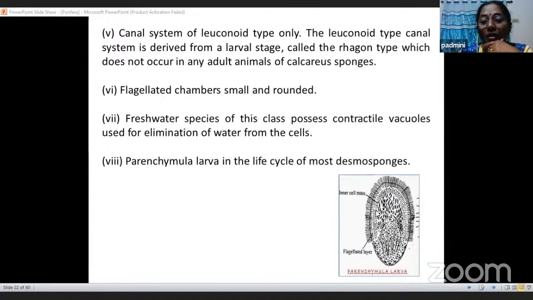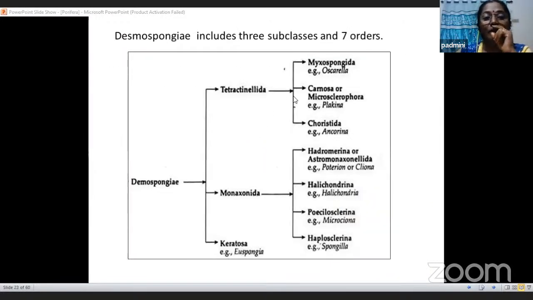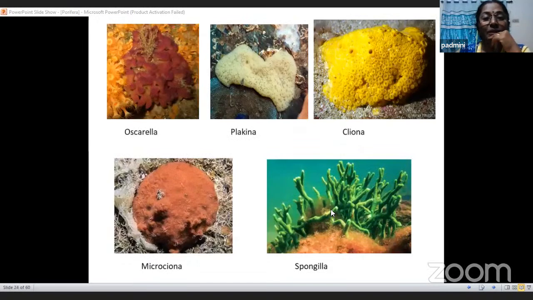and flagellated chambers, small or rounded. So this is the type of the larva we're talking about. The parenchymula larva is present in most of the demosponges. Freshwater species possess a contractile vacuole used for elimination of water from the cells. So these are the orders that belong to Demospongia, and there are 7 orders present in Demospongia, though we are not going to talk about them. Then these are the Demospongia examples over here.